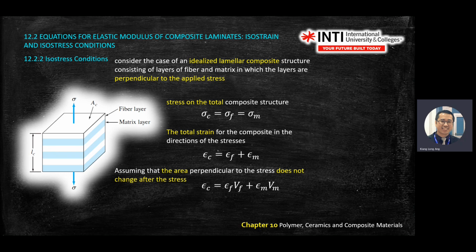Okay, so that's why you might see suddenly there's no V on the left-hand side. Actually there is, but we just simplify it. It's 1. Then VF depends on the question. It'll give you, like just now, 60%, then 0.6. Then the matrix will be 1 minus the fiber volume fraction.